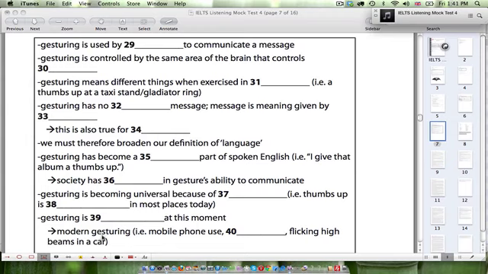In the human brain, gesturing is controlled by the same area that produces speech, and this has led to all sorts of interesting discoveries regarding how we communicate. Let's use the renowned thumbs up as a case study. The thumbs up gesture is performed by extending your thumb upwards while closing your other fingers into a fist.